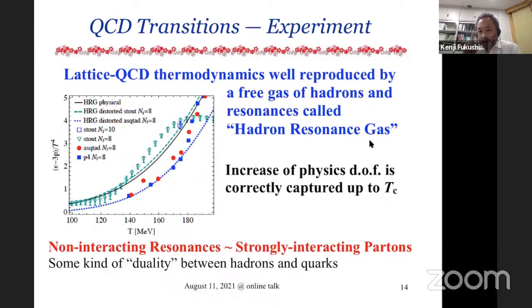So this implies that non-interacting resonances are a dual description of strongly interacting quarks and gluons. This duality picture is actually very surprising. But anyway, this works very nicely if you see the lattice data.